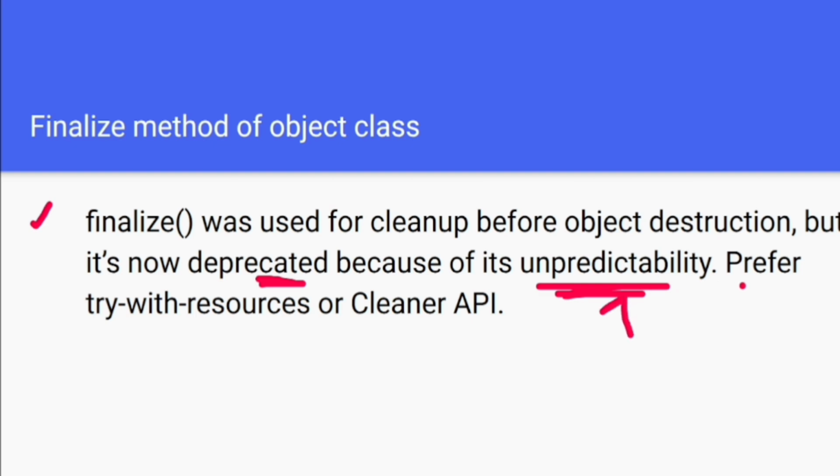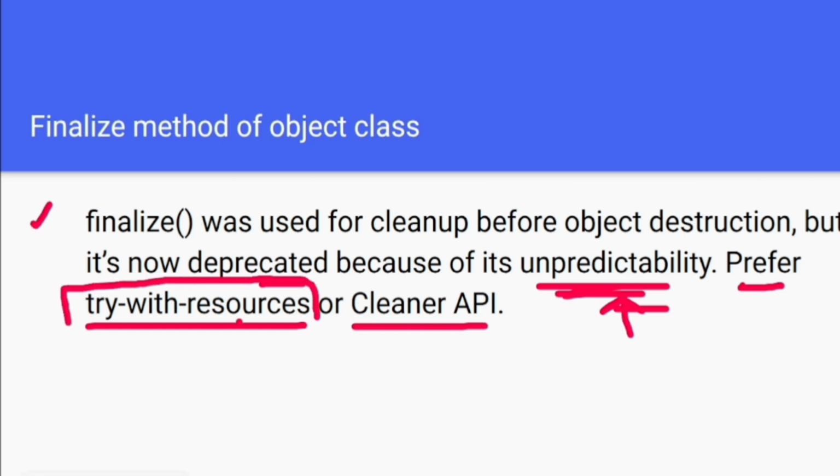We'll see why it is unpredictable with a proper example, so no need to worry, we'll go step by step. Prefer try-with-resources or the Cleaner API. We'll see this one as well, how we can use try-with-resources to do any cleanup work. If you want to do some operations with the resources and then at the end close everything you have opened, for that we have a better option, which is try-with-resources and the Cleaner API.